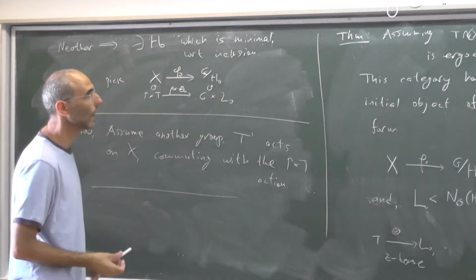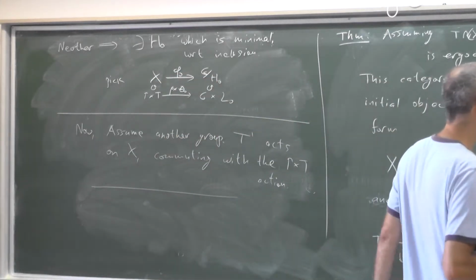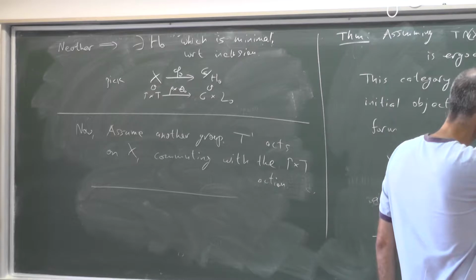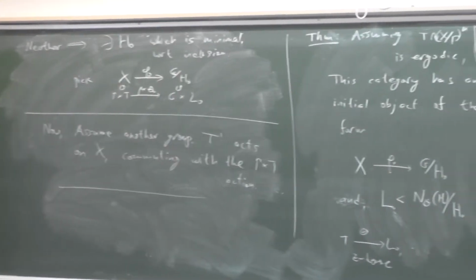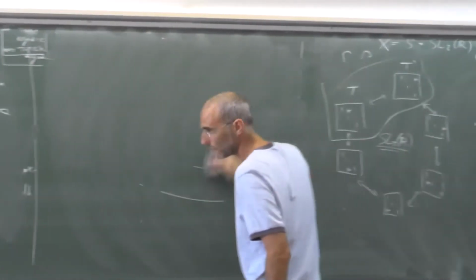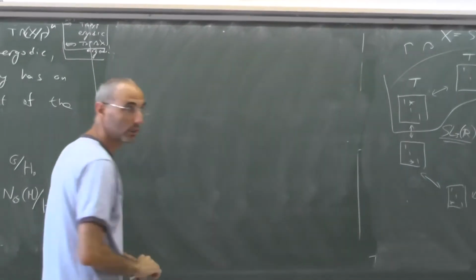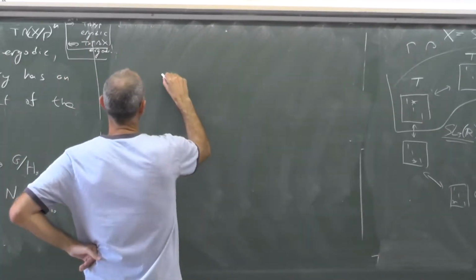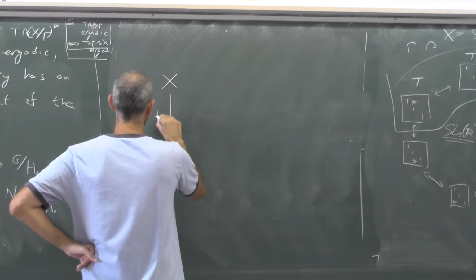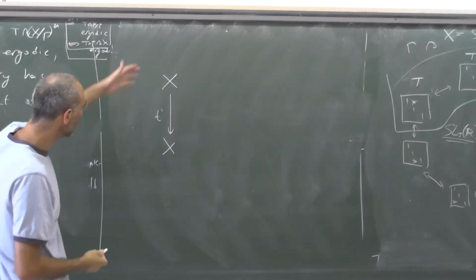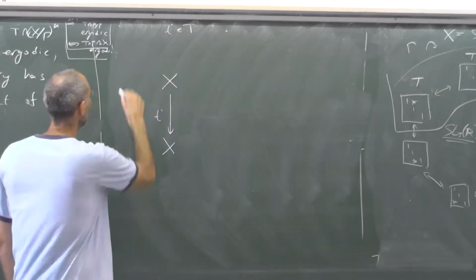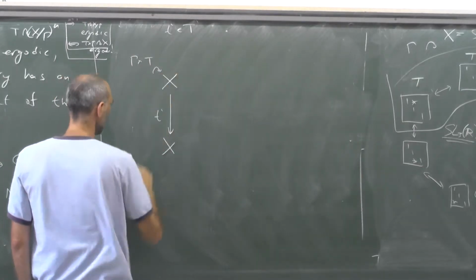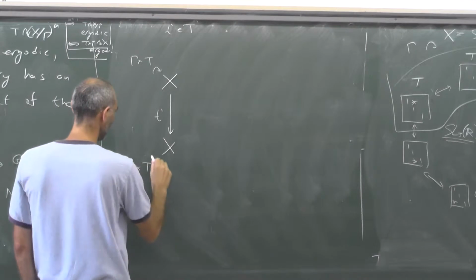What I'm about to expose now is something that generically is known as Yoneda's lemma, category theory. But really it's something very simple. I'll express it precisely here. So I'm adding this X, and I'm adding t prime from X to X, commuting with the gamma times T action, where t prime is an element in T prime. And for gamma times T, forget the whole T prime, just take one element.